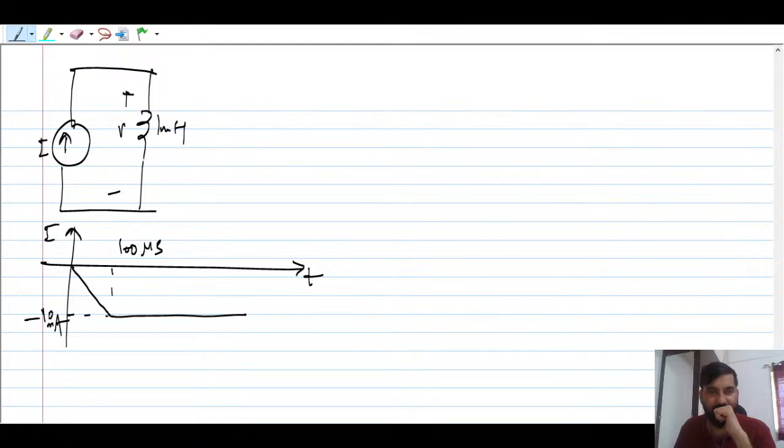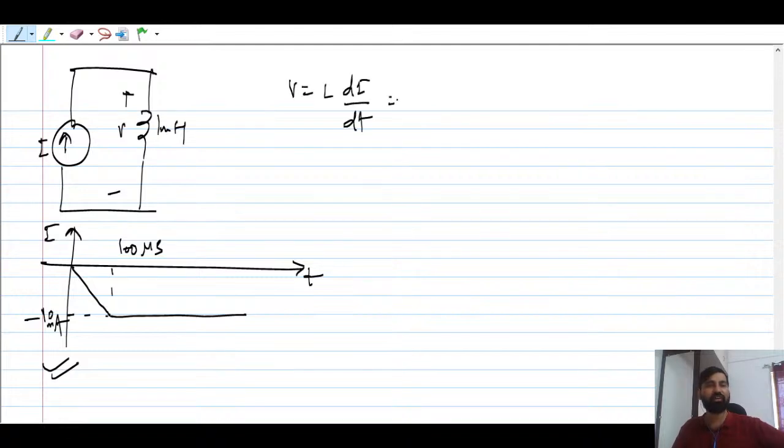I think this is clear. Now, between 0 to 100 microseconds, if you try to find di by dt, you will get a negative slope, minus 10 milliampere. So you will get minus 0.1 volt, and after 100 microseconds, 0. It is very simple to compute the voltage using the current curve, with the simple definition V equal to L di by dt.